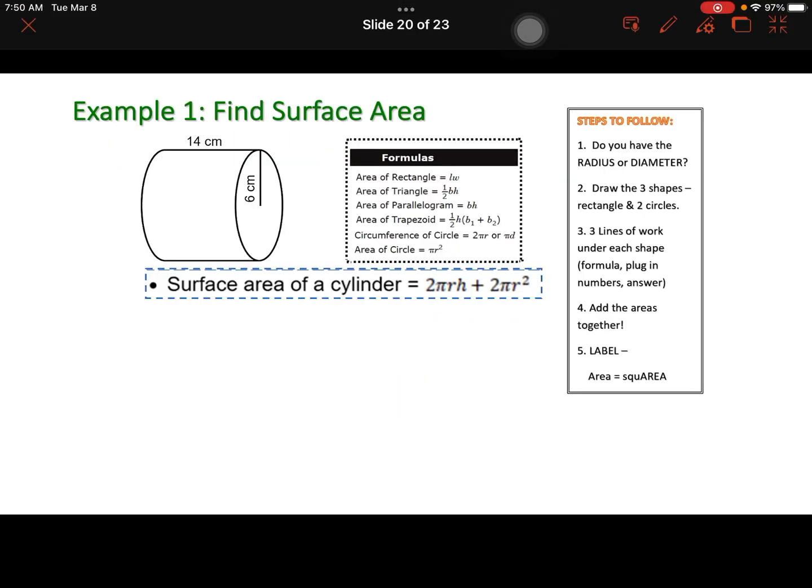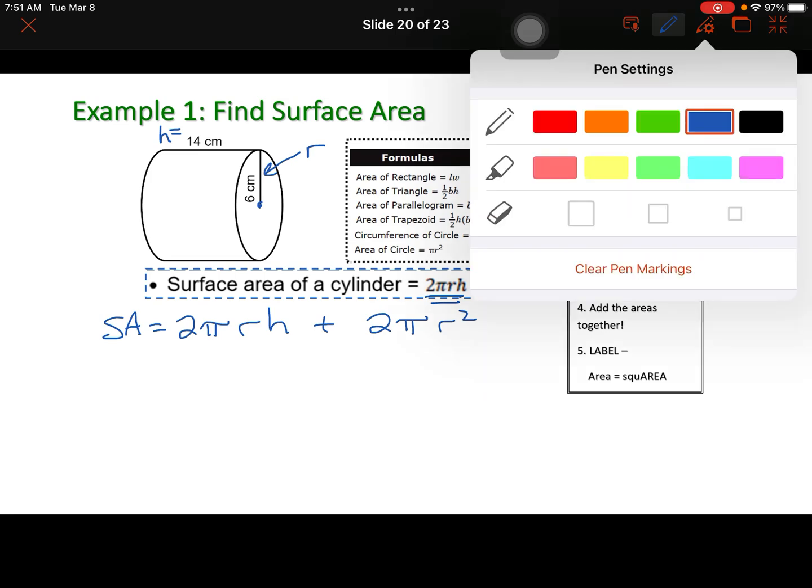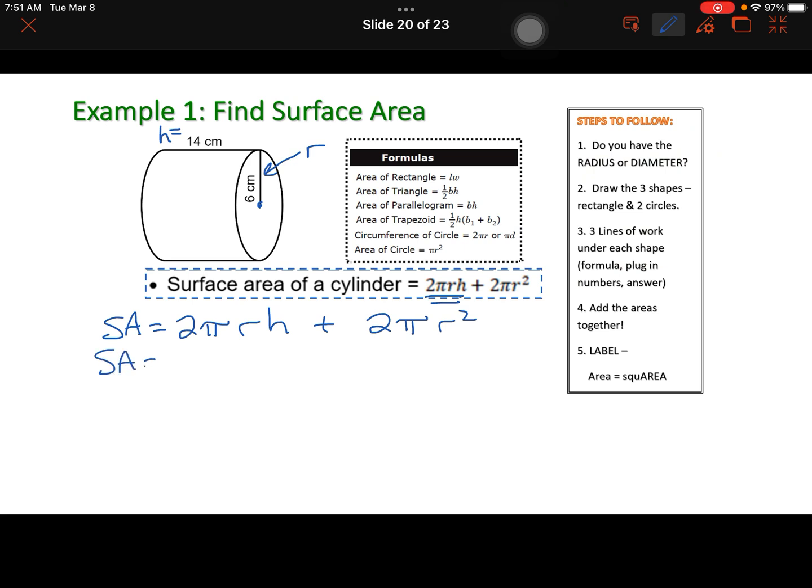So as we look at this first question, even though this cylinder is laying on its side, this 14 would be my height. Remember, with a circle, when you go from the center to the edge, that would be your radius. So what you're going to do is you're going to go ahead and write surface area equals, and we're going to copy the formula down exactly as it is, 2 pi r h, plus 2 pi r squared. And just as we did yesterday, we are going to plug in the numbers that we have and know.